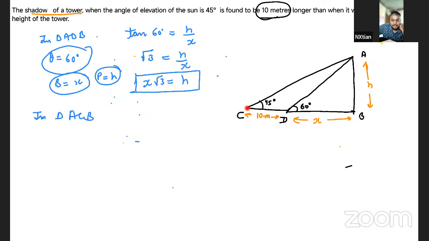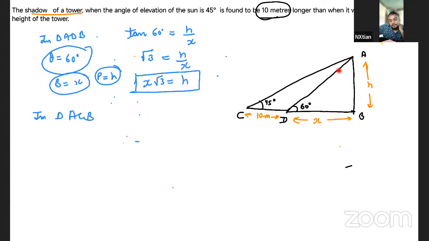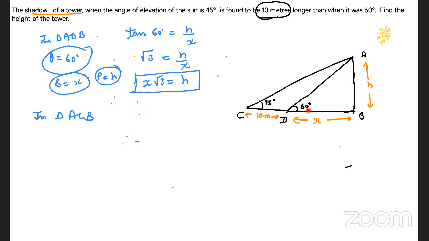ACB, this big triangle. Everyone pay attention. So, ACB, this big triangle I am solving. DB is the base for the triangle ADB, and AB is the perpendicular. Okay, now I'm taking this big triangle ACB.